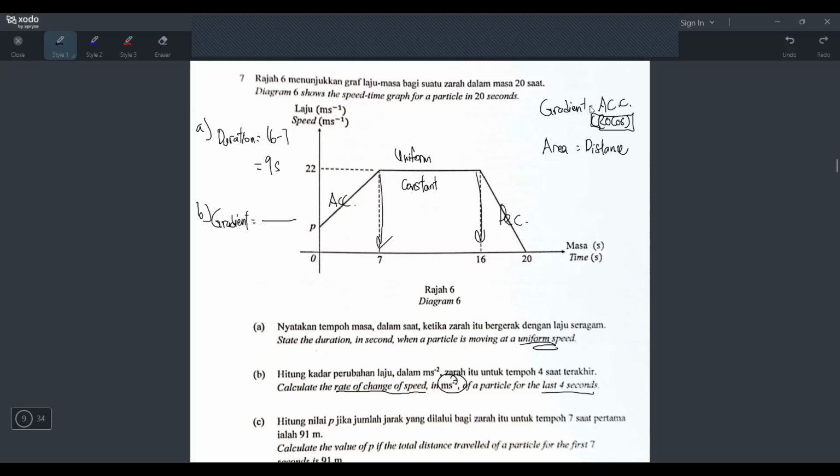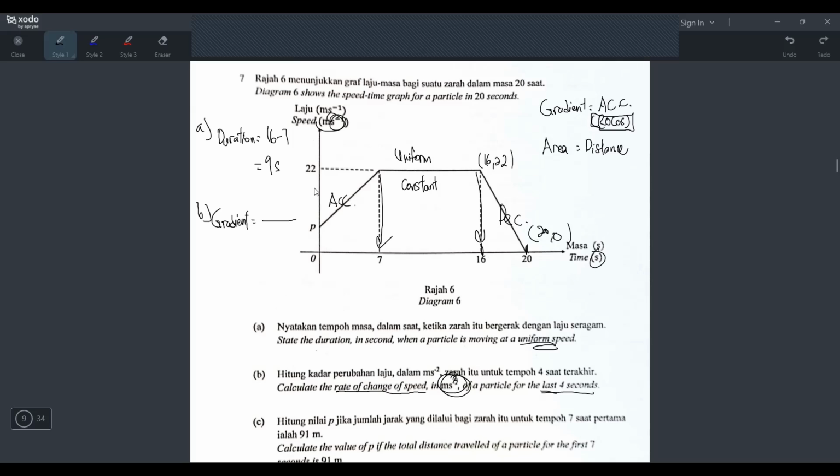And gradient, you need how many coordinates? 2 coordinates. And which line you want to find? There's so many lines here. They all have different gradient. Which line? Read the question. Last 4 seconds. So definitely 20 minus 4 is 16. So definitely this line. I need this coordinate and this coordinate. What is this coordinate? 16, 22. By the way, check the unit also. It's meter per second, so they want meter per second square. So boleh lah. Because sometimes they want you to convert this unit, right? So that's why. Okay, this is 20, 0.